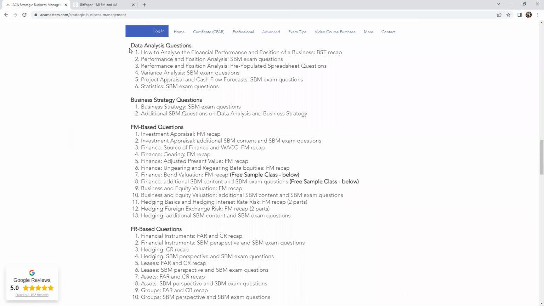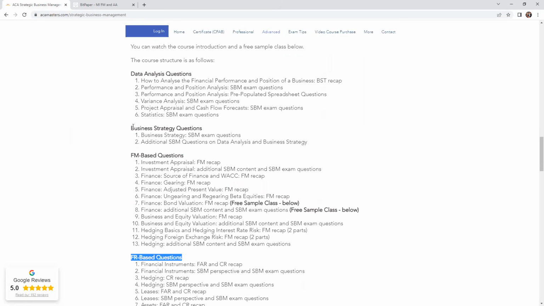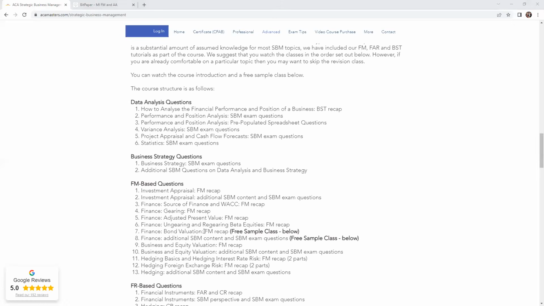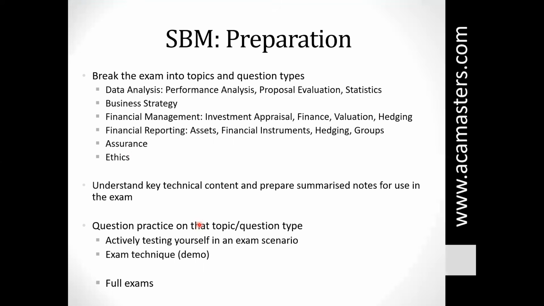This is how we break it down. So you've got your data analysis style questions, your FM style questions, your FR based questions, assurance and ethics, and business strategy type questions. And you can see you can break it down further, as I said, investment appraisal, finance, equity valuation, hedging. So you can break each question type down into smaller subtopics. It makes SBM so much more manageable.